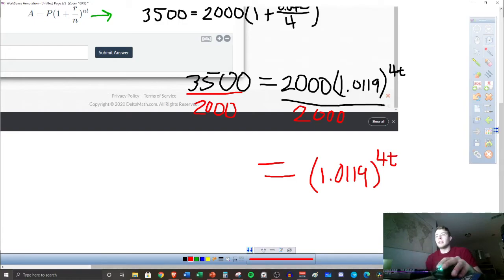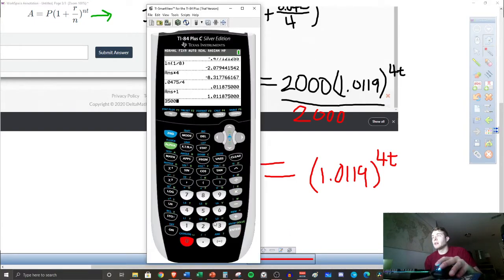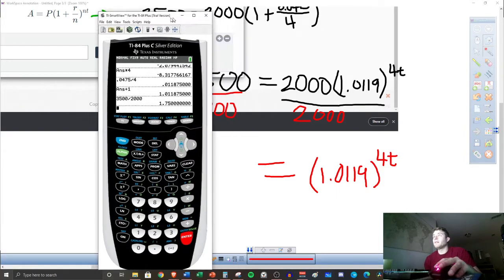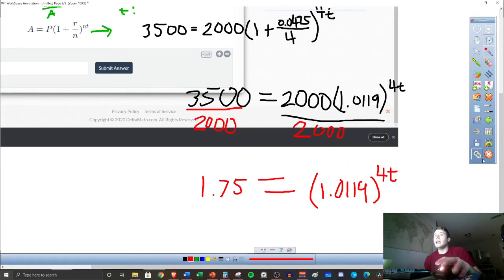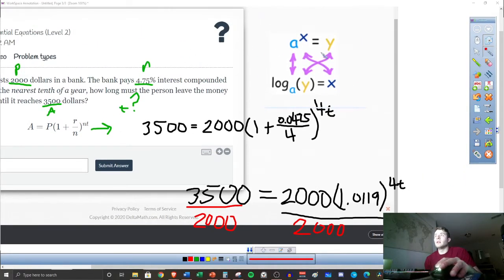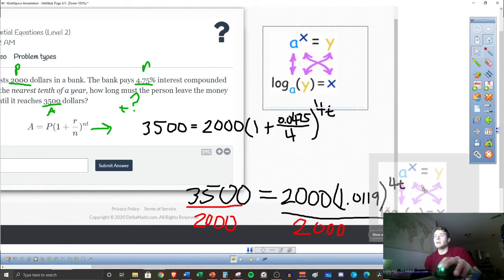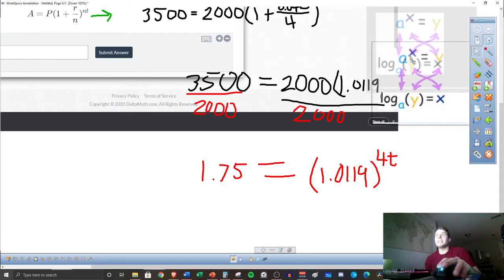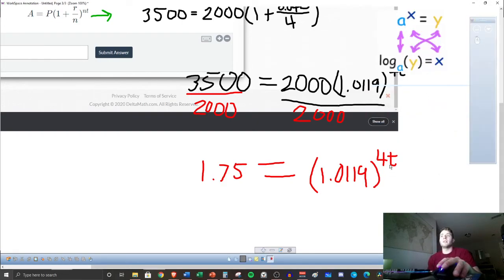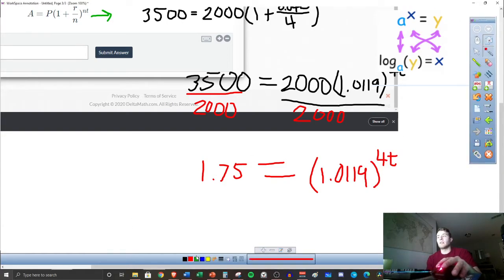And then we're going to divide the 3,500 over 2,000. We get 1.75. Now we want to use this general form here to convert it into the logarithm. That's how we solve for this variable. Now that we have just the base, the power, and a number, we can convert it to a logarithm. So we'll make that green.